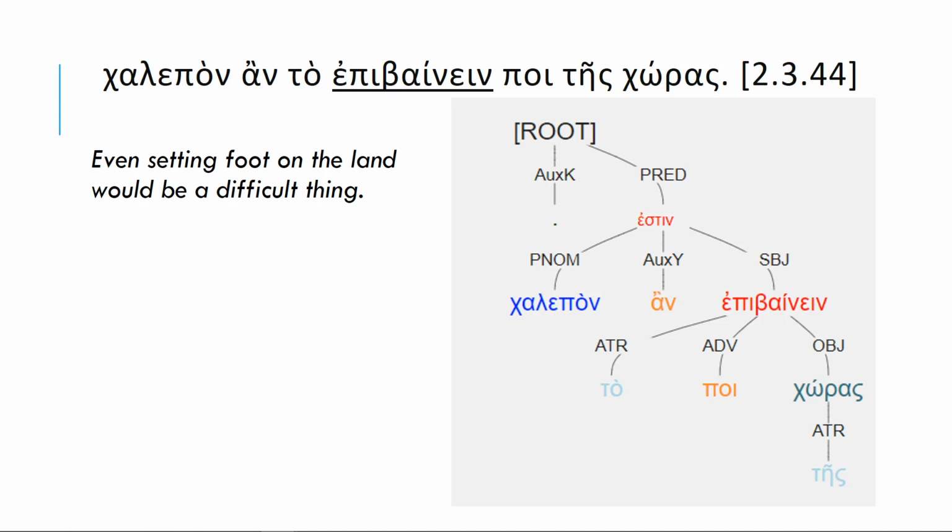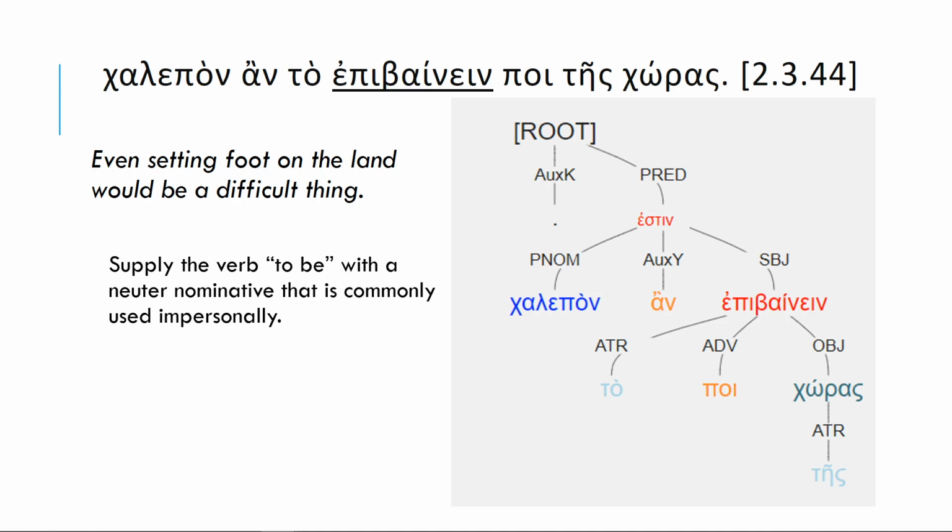Even setting forth on the land, I suppose. Poi is just that weak sort of, I suppose. So the going forth on the land. So epibainein has its own object, chōron, and the whole thing is acting as the subject of the impersonal sentence. To go forth on the land is difficult, but it's got an here, so it gives it the sense of would be difficult. So by using that one little particle, it changes the tone of the sentence. So supply the verb to be with a neuter nominative if it's commonly used impersonally, and use an if you want to make it potential.